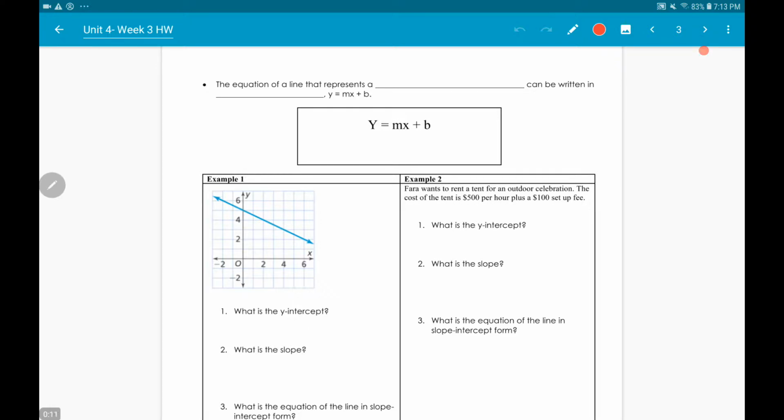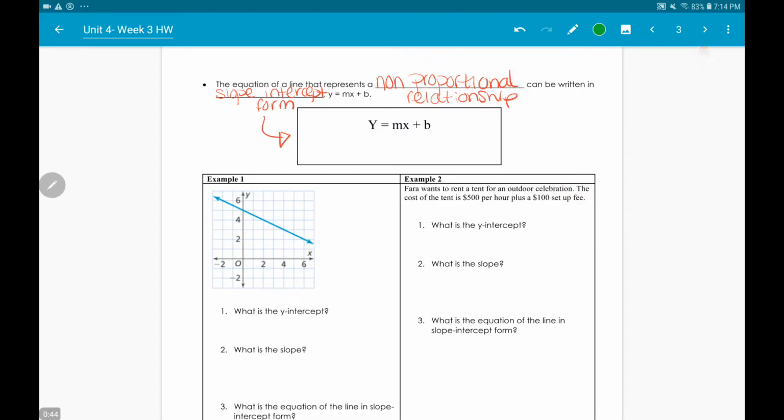So the equation of a line that represents a non-proportional relationship can be written in what we're going to call slope-intercept form. All right, and that's this equation that we see in this box right here. That is called slope-intercept form.